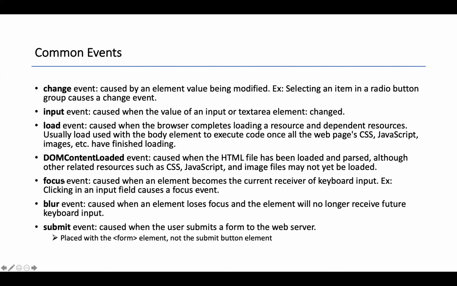The focus event is generated when an object becomes active and gains the focus of either the mouse or the keyboard. So when I click on an input box, it often gets highlighted to indicate that it's active, and it generates a focus event. Conversely, when it loses the focus, the element will generate a blur event.